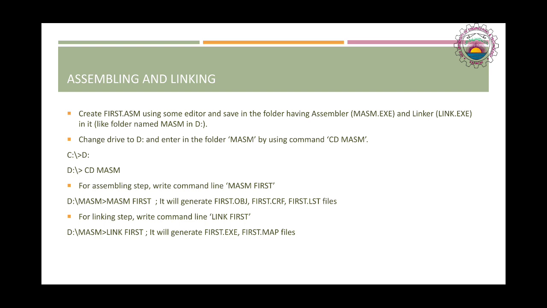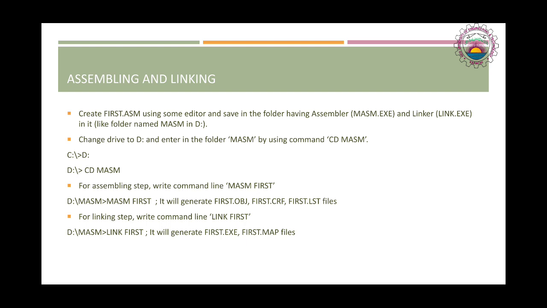Then you save that file within the folder where you have the assembler file and linker file, as you have to pass this ASM file through the assembler. Here we have masm.exe within a folder named masm on the D drive, and we have the linker file, link.exe, within the same folder, the masm folder on D drive.